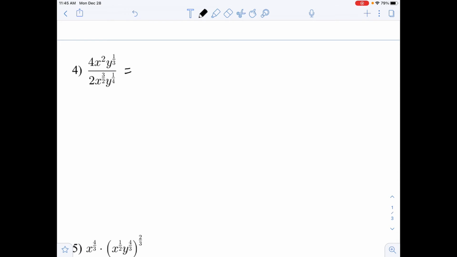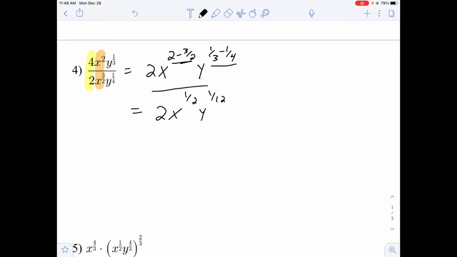Let's look at number 4. Now we're dividing. And when we divide, what we do is we subtract the exponents. So now we have this 4/2, which we can easily go ahead and do. That's just 2. That's pretty straightforward. Then we have x squared divided by x to the 3/2. So again, we're going to subtract those exponents. This becomes x to the 2 minus 3/2. And then we're going to do the same thing for the y. So it'll be 1/3 minus 1/4. So again, we divide with powers, we subtract the exponents. So then this becomes 2x. So 2 minus 3/2 is actually 1/2. And then we have 1/3 minus 1/4, which is actually 1/12. So this here is our final answer.